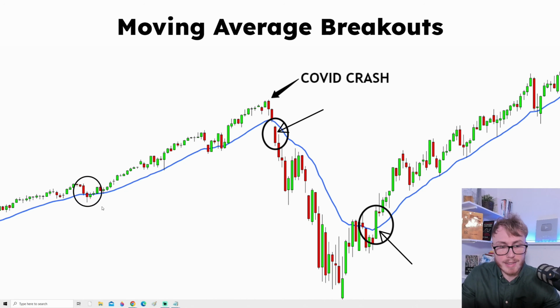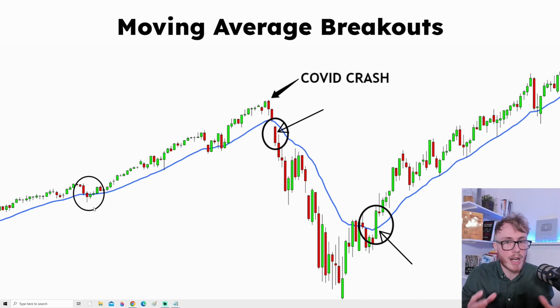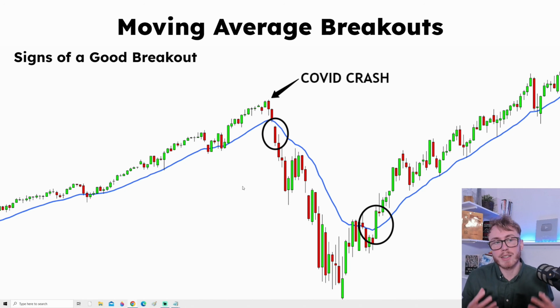While, for example, this point right here, you can see the price quickly dipped below the moving average, but then pushed higher. This is an example of a failed breakout, and we will talk very soon about the exact signs you need to be looking out for in order to find good breakouts. But this right here was an example of a failed breakout. You can also see right here, I hope you can see, this was yet another example of a failed breakout. And also, for example, right here, yet another example of a failed breakout. But now then, in order to find good breakouts, we need to look out for certain signs.